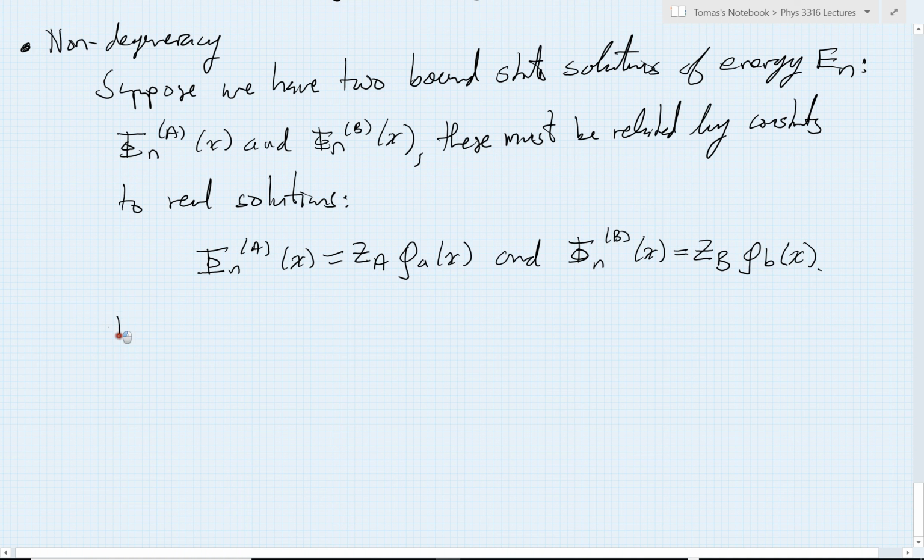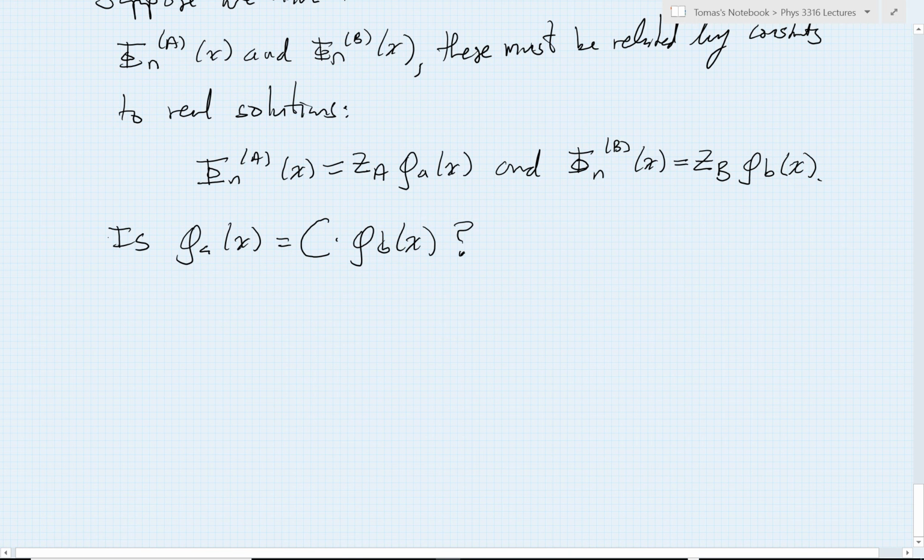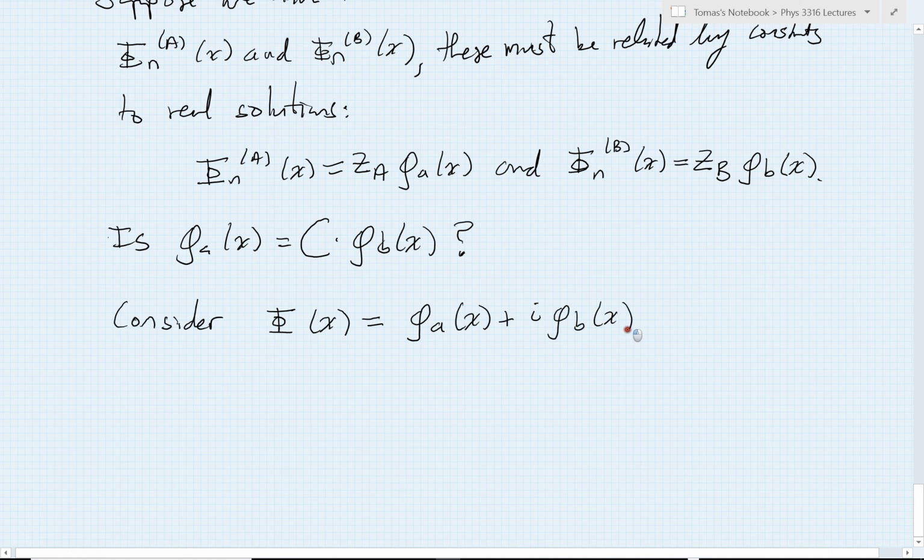Is phi A of x equal to just some constant, I'll call it capital C, times phi B of x? Well, to answer this, we can consider the following. Let's consider a new wave function that I'm going to make. So I'm going to make this function phi of x, and I'm going to construct it as a linear combination of these two potentially different, but we will see, real solutions that I've been handed. And I will construct it in this form.